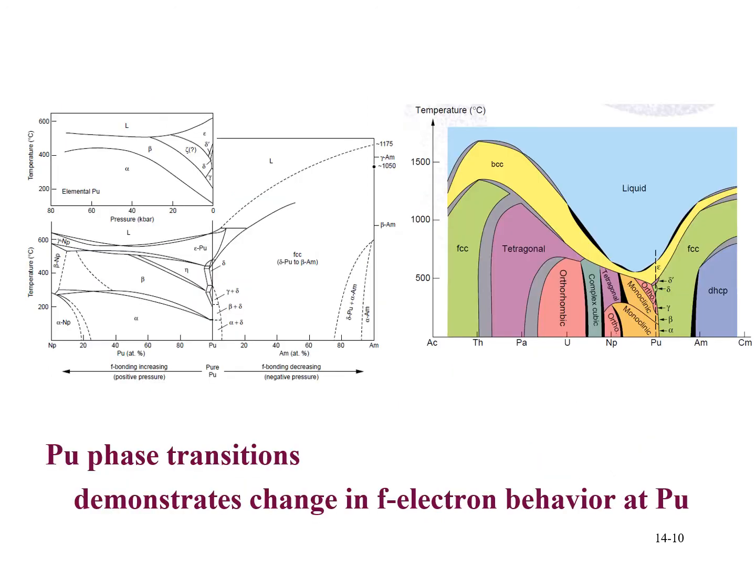Another way of viewing this behavior of the f elements in the actinides is shown here. As we go from neptunium to plutonium, we see the phases get more complex, and then as we go beyond plutonium, the f bonding decreases and the phases become much simpler. This is also observed here, where we get simple phases. We start increasing, we go up to plutonium, the phases become more complex. We're increasing the f orbital behavior and f orbital interactions in the materials. And then once we get beyond plutonium towards americium, the systems become much simpler.